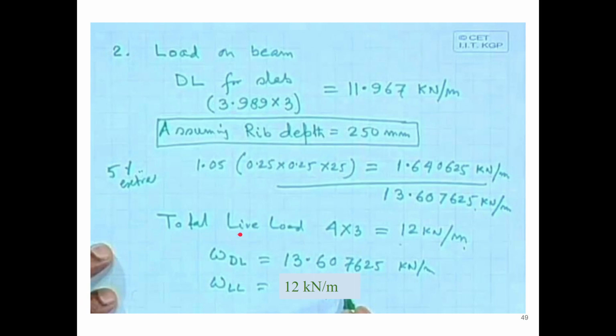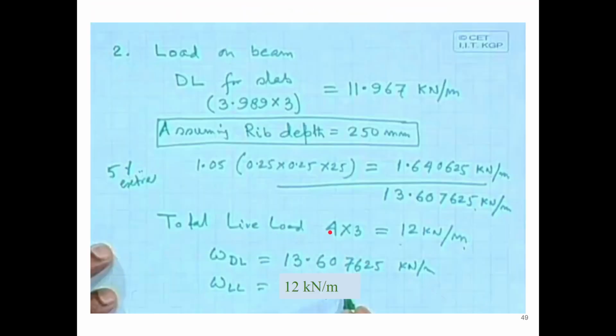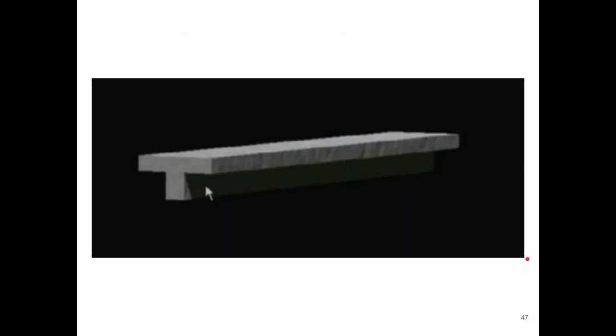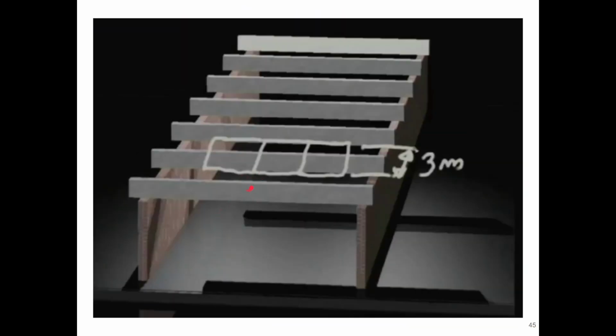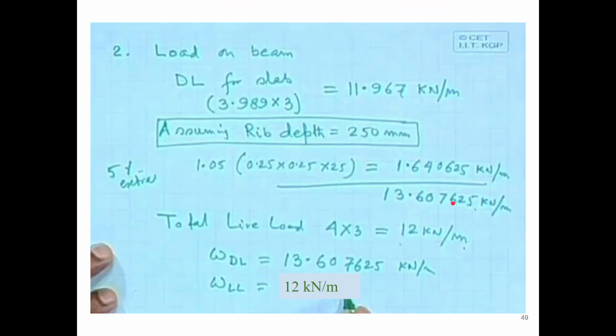Now the live load. Because we have considered 3 meter, let us multiply this also with 3. So the total live load will be 4 into 3, which is 12 kilonewton per meter, for a unit part. So WDL is 13.607625 kilonewton per meter, and WLL is 12 kilonewton per meter.